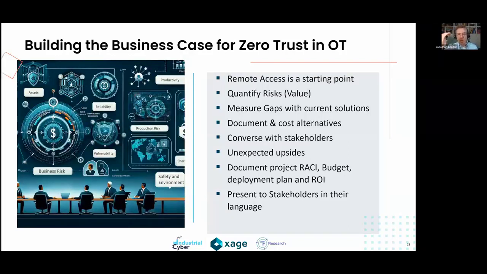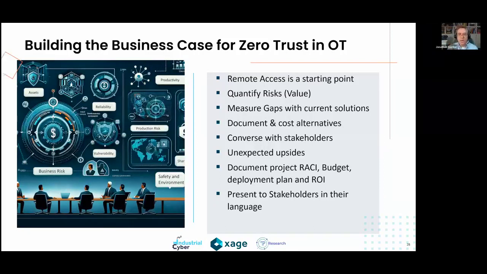And so the process really very, very quickly on one leg is you quantify the risks, right? What are the critical parts of technology, the critical sites that create value to the organization? Those are the areas that you want to start focusing on. You want to talk to the people, get out of the office, get into the plants, get onto the factory floor. Measure the gaps with the current solution, look at what you have in place and what are the gaps between where you are. Again, use models like the maturity model, document and look at the costs and the alternatives. And again, continue to converse with stakeholders, both up and down the organization, across the organization.